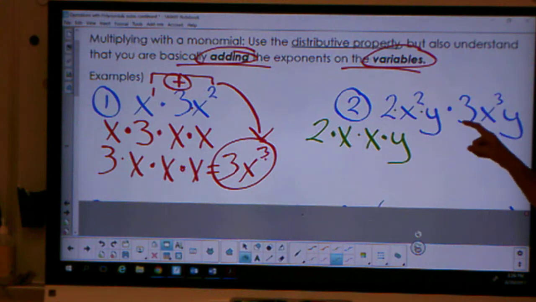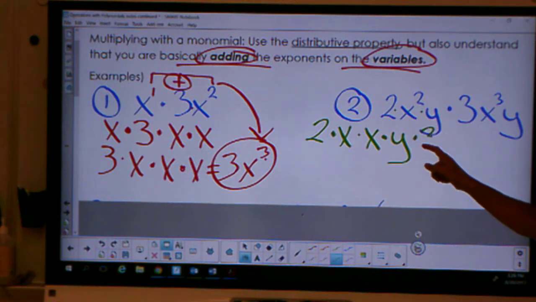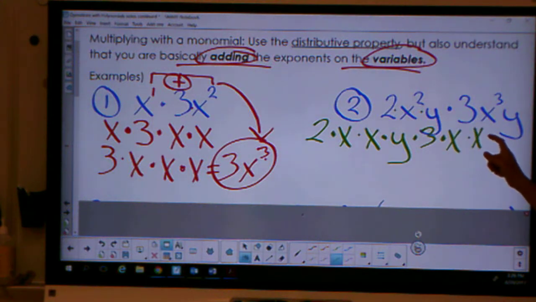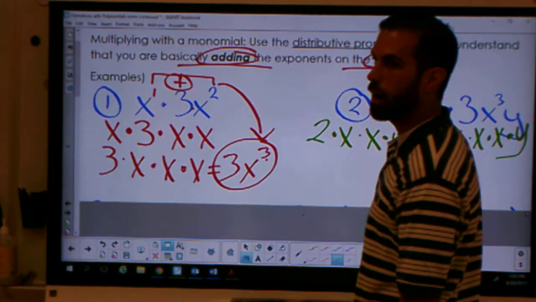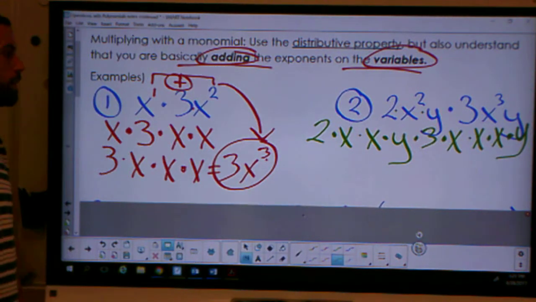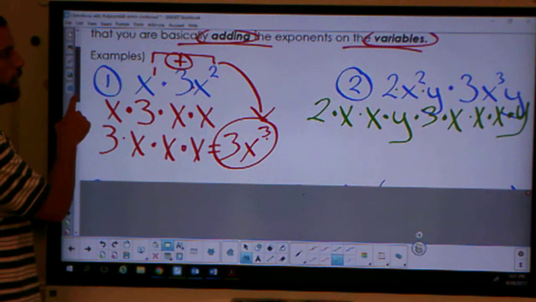The second monomial, we're multiplying by 3. And then we have an x cubed, so 3 x's are being expanded. And then a single letter y at the end, and we have now expanded the second problem. Again, not something you always have to do, just understand the concept. If you want to do it every time, it's fine.